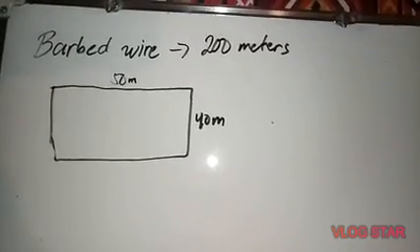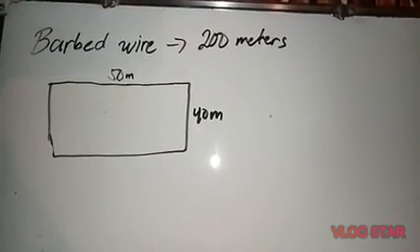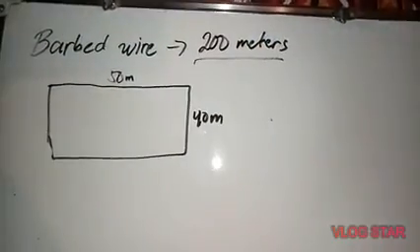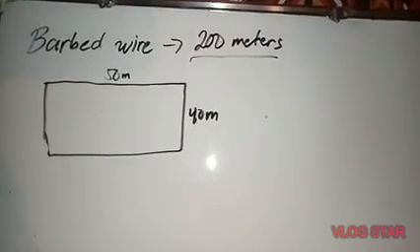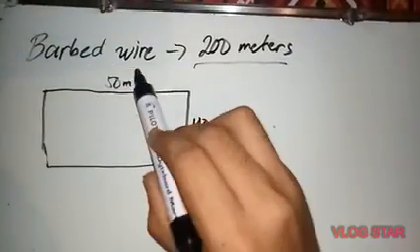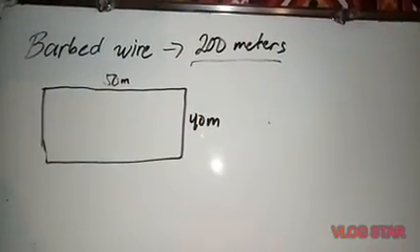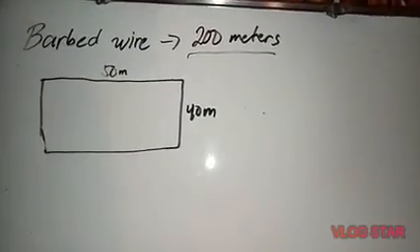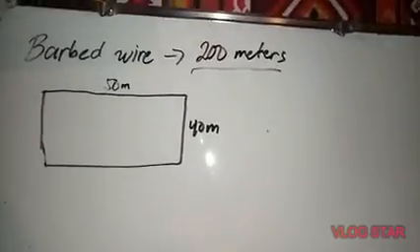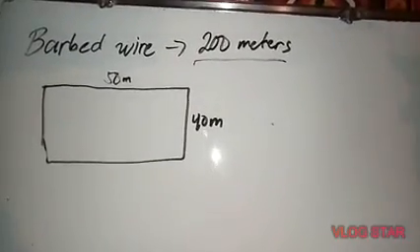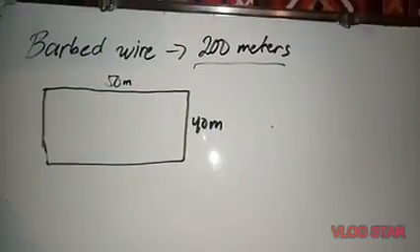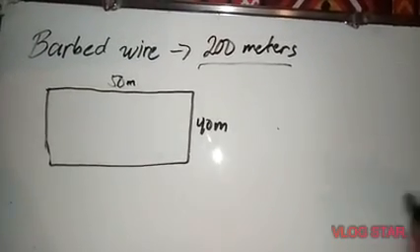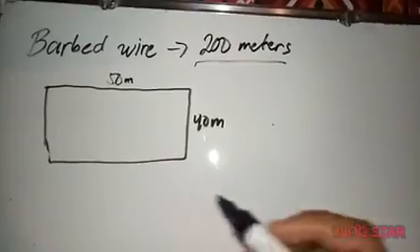So the next example is there is a rolled barbed wire which is 200 meters, and you will fence a rectangular lot with 50-meter length and 40-meter width. So the question here is how many meters will be left after fencing this rectangular lot? The first step that we'll make is getting the perimeter of the rectangular lot.